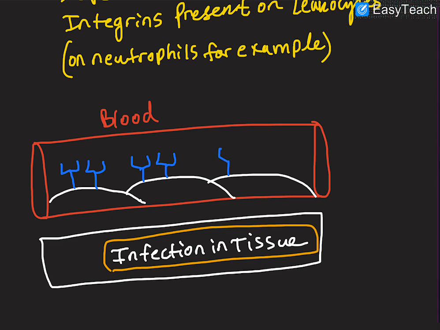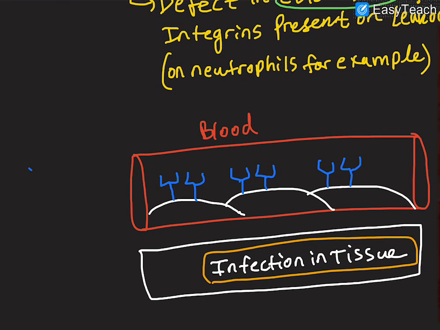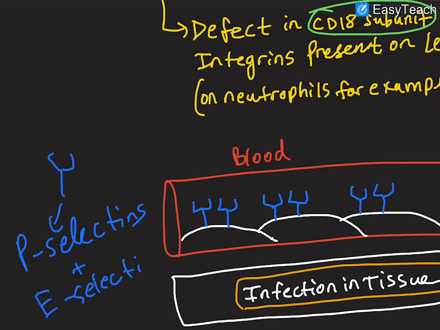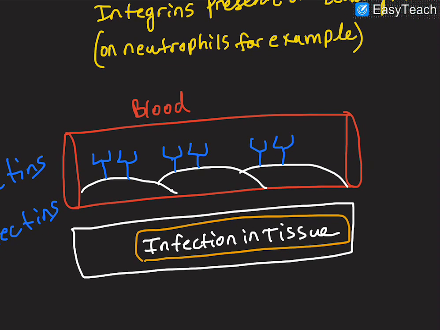And the two main types of selectins that we should be talking about, let's represent this. That's what we're drawing on our endothelial cells. And these are going to represent P selectins and E selectins. So we have selectins on our endothelial cells.